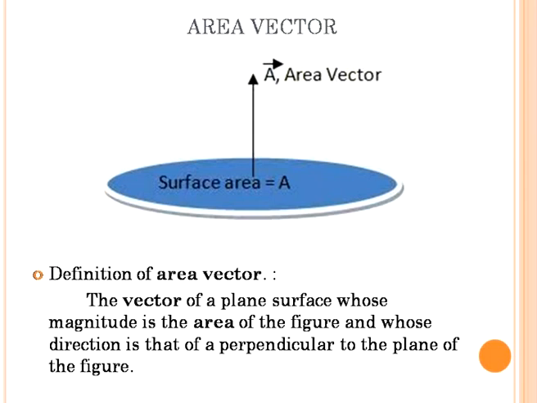Let us learn some basics before entering into the major concepts, right? First one is area vector. I think the diagram itself gives you a clear idea about it. There is a surface whose area is capital A, and the area vector corresponding to this area is taken perpendicular to the surface, and it is represented by A vector. That's what the definition says: the vector of a plane surface whose magnitude is the area of the figure and whose direction is that of a perpendicular to the plane of the figure. That is, the area vector is always perpendicular to the corresponding area.